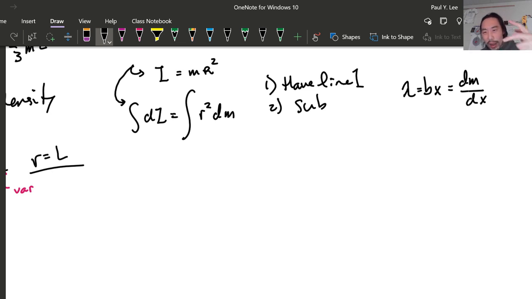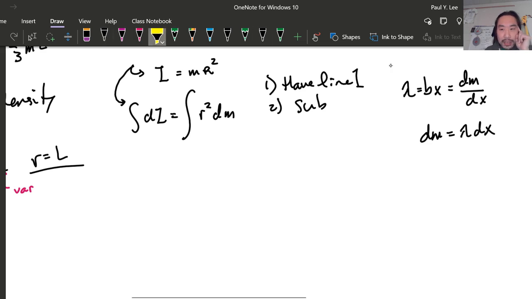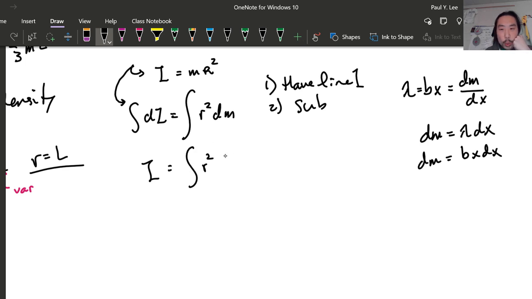So I'm going to show you two different ways, right? The first thing I want to show you is dm is equal to lambda dx, right? So I'm going to highlight that. Boom, boom, boom. And the other one, watch this, same exact thing. I'm just going to replace my lambda with the formula the problem gives me, which is bx dx. All right, so I'm going to show you both of those lines. So we already know that this left-hand side, this is I. So here, r squared lambda dx.